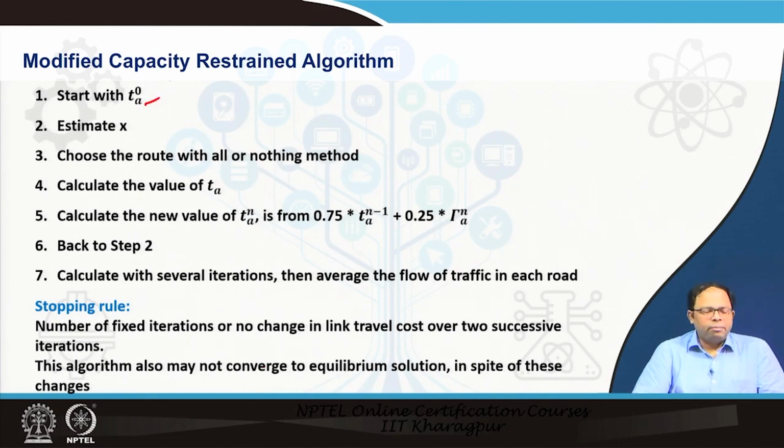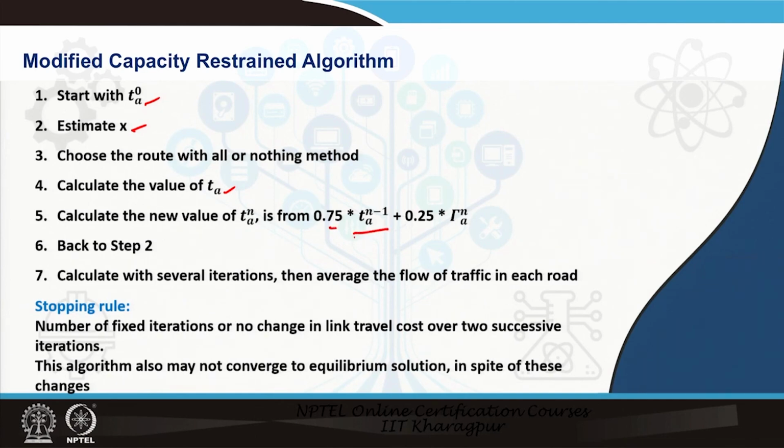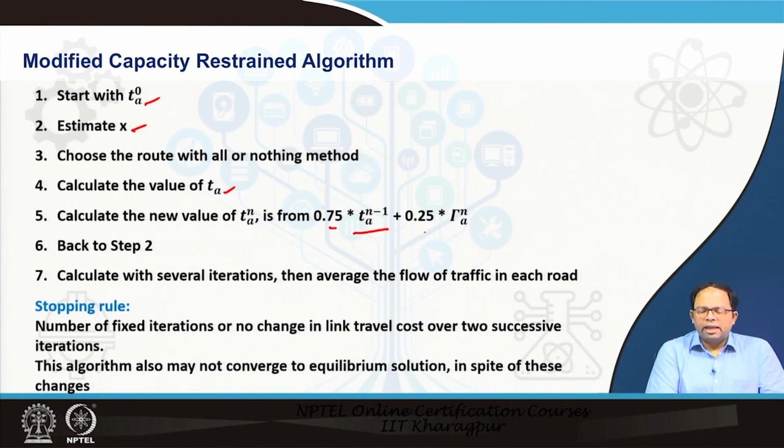So this is time. We estimate volume x and choose the route with all or nothing assignment. We calculate the value of TA, the new time, and calculate the new value of TAN for the next iteration from 0.75 of TAN minus 1, that is the previous value, plus 0.25 into tau Na. So this is the estimated value that we have just now. That means we take 75% of the average and 0.25 of the last iteration value.